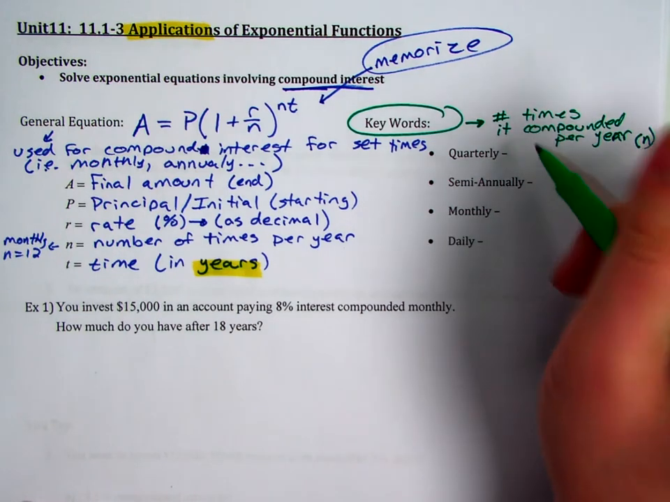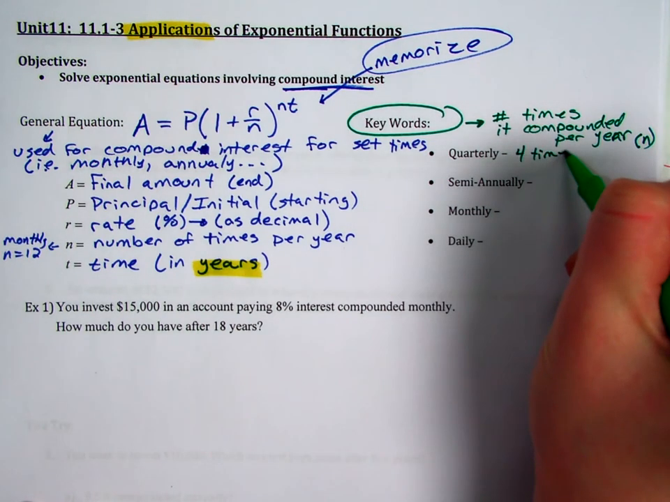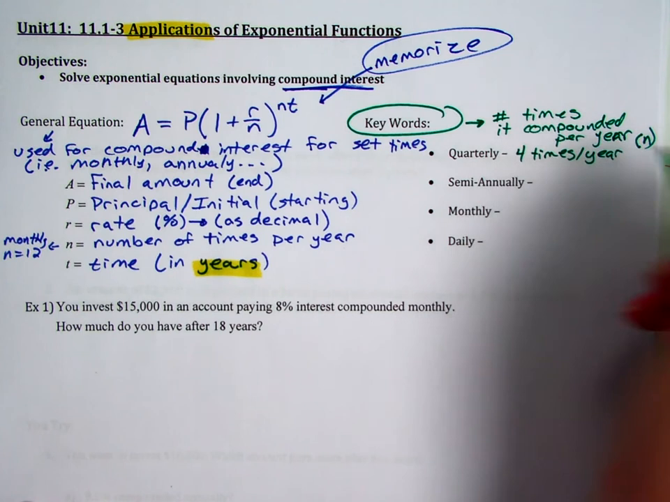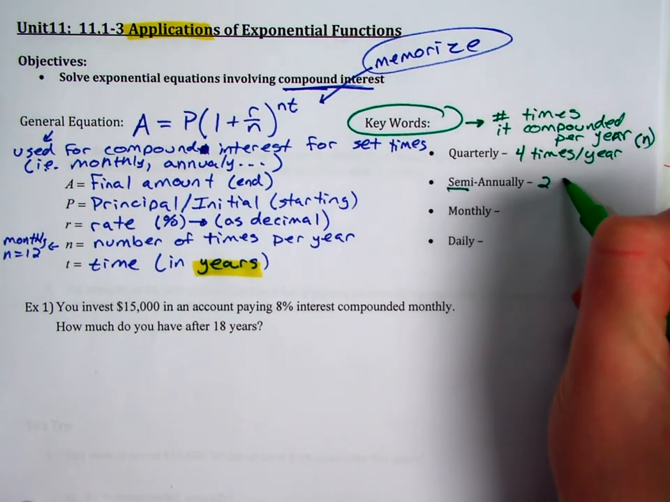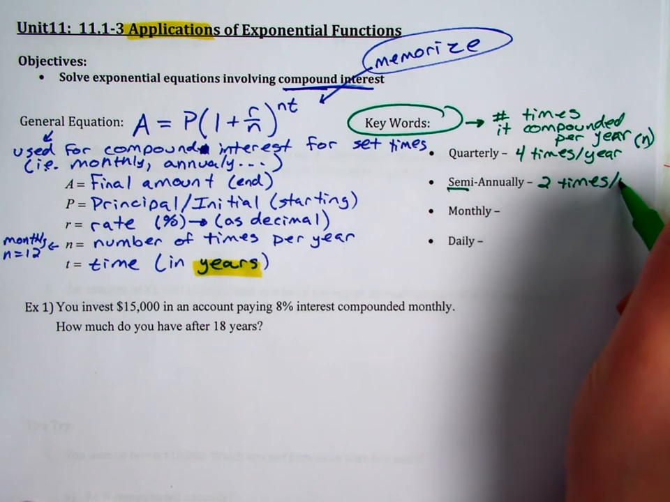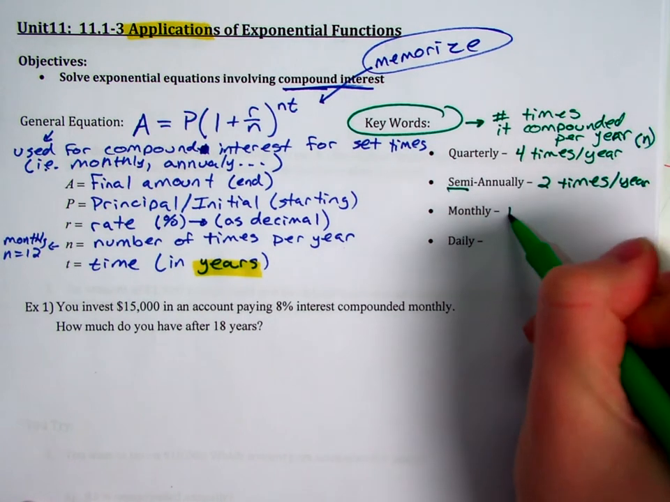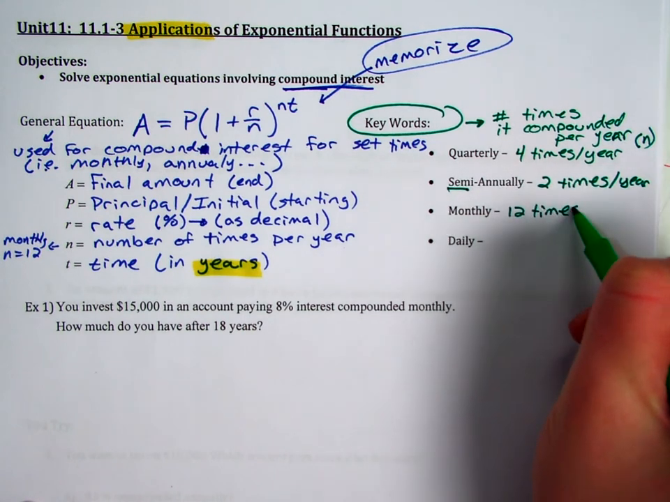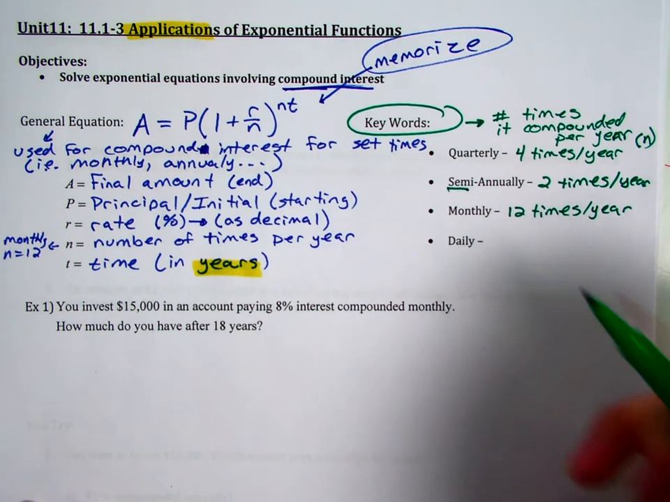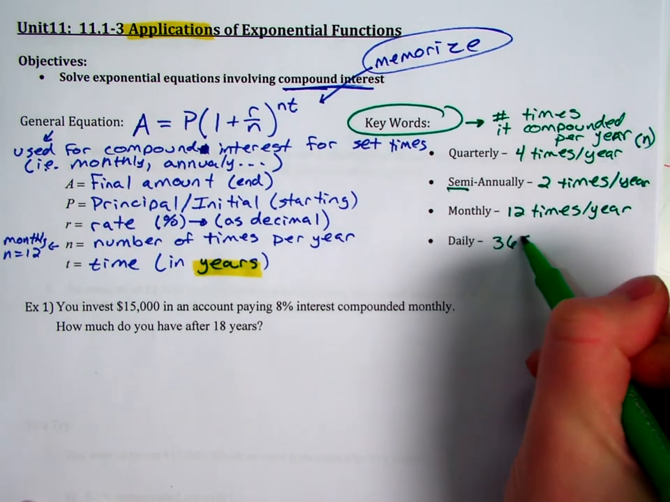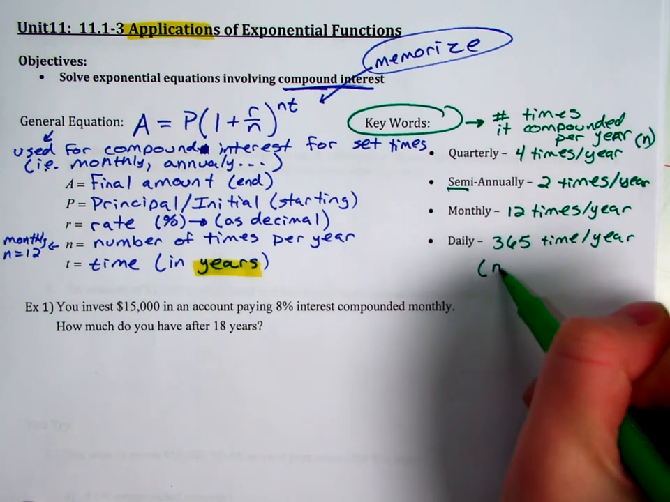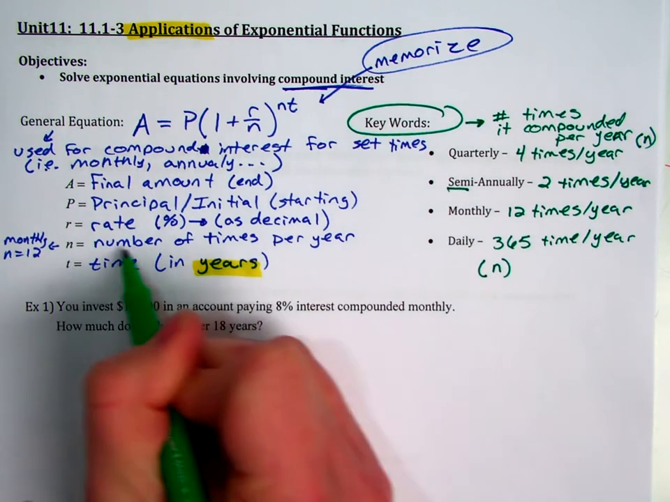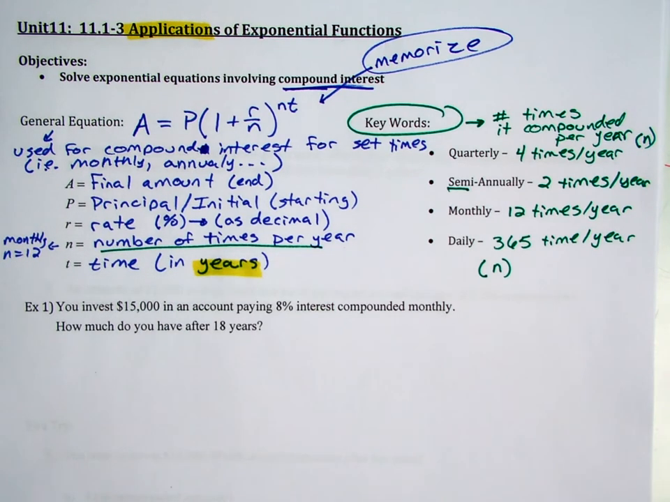So quarterly means 4 times per year, so our N would be 4. Semi-annually means twice per year, so your N would be 2. Monthly would be 12 times per year, since there are 12 months in a year. Daily would be 365 times per year. Okay, and these all represent the N because the N talks about the number of times per year that it's compounded. All right, so let's do an example problem.